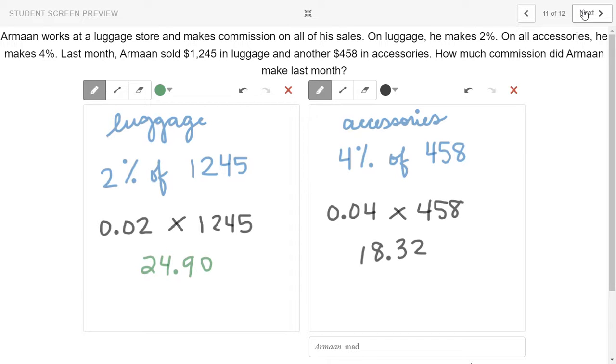So what I had to do is figure out how much commission Armand made just off of luggage alone. If Armand makes 2% of 1,245, what that means is 2 out of 100, which means for every $100, Armand would receive $2 in commission. So I multiply 2% as a decimal, 0.02 times 1,245, that's $24.90. That's the commission made on luggage. Now, accessories is 4% out of $458, so 0.04 times 458, that's $18.32 on accessories.